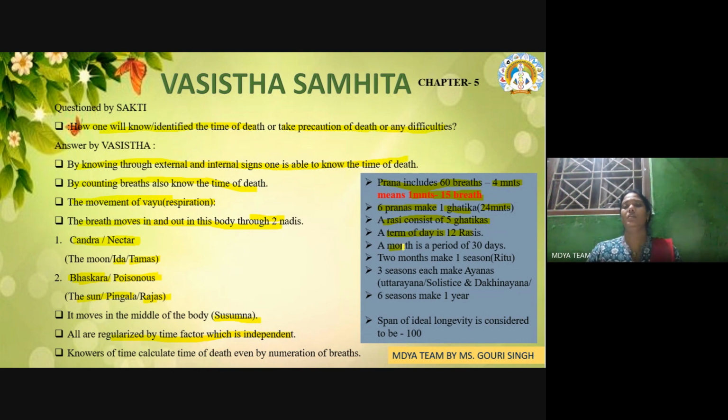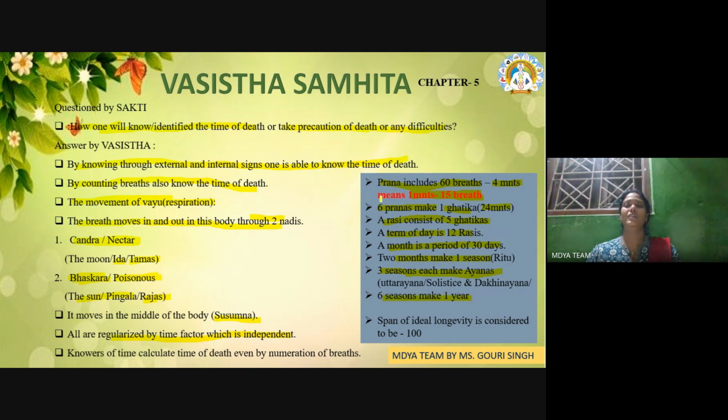A month is a period of 30 days. 2 months make one season or ritu. And the three seasons each make ayanas. The Uttarayan and the Dakshinayan are there. Uttarayan means the sun rays, the day will be weak and the night will be weak. That is the Uttarayan and Dakshinayan. That is the three seasons each make ayanas. And the six seasons make 1 year.